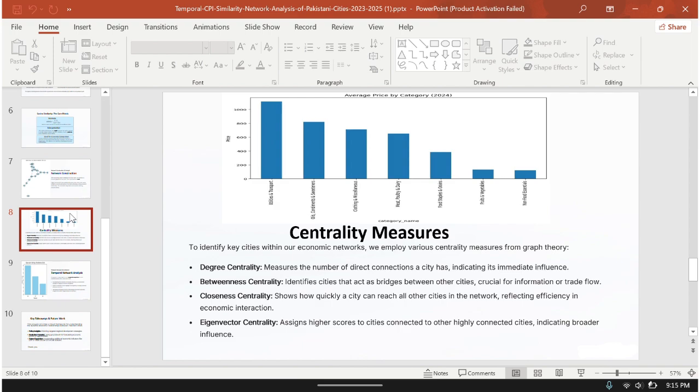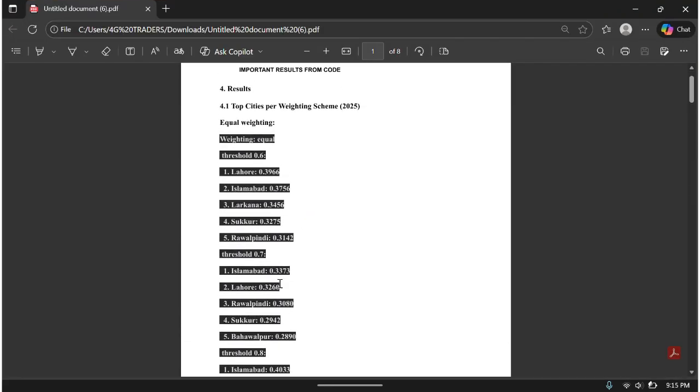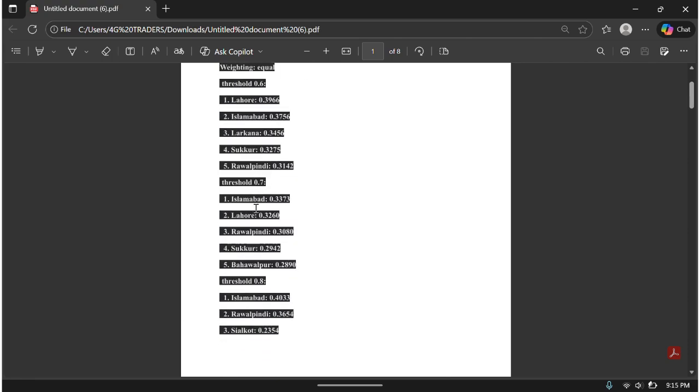Now I will discuss the centrality measures and how they help us identify influential cities in Pakistan's CPI network. In our system, we compute four centralities that include degree, betweenness, closeness, and eigenvector centrality, and then combine them using different weighting schemes. As you can see, this is the result of our code. In the equal weighting at threshold 0.7, the top three cities are Islamabad, Lahore, and Rawalpindi. This matches the strong centrality structure.